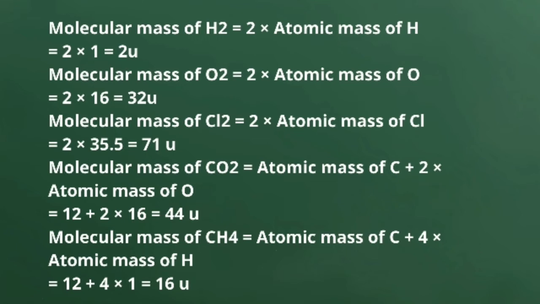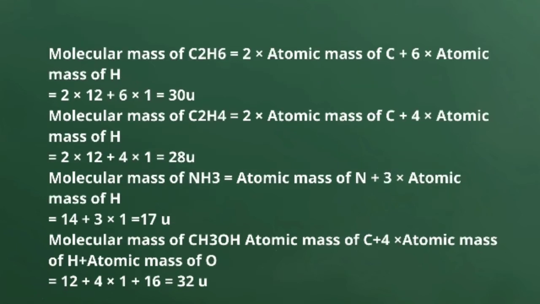Molecular mass of C2H6 is equal to 2 into atomic mass of carbon plus 6 into atomic mass of hydrogen is equal to 2 into 12 plus 6 into 1 is equal to 30U. Molecular mass of C2H4 is equal to 2 into atomic mass of carbon plus 4 into atomic mass of hydrogen is equal to 2 into 12 plus 4 into 1 is equal to 28U.